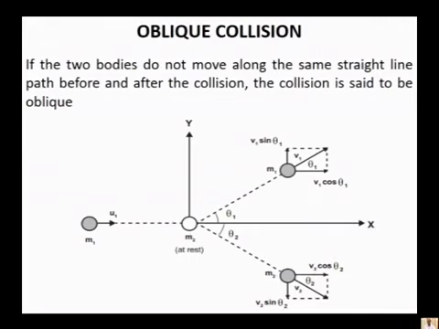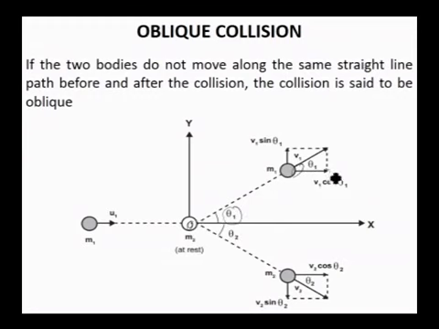So there is something called an oblique collision also. If two bodies do not move along the same straight line path before and after the collision, it is said to be oblique. So you have this mass which is coming and hitting this particular mass at a certain angle, and this would move in this particular direction, this would move in this particular direction. Now you can see that this theta 1 is taken here.